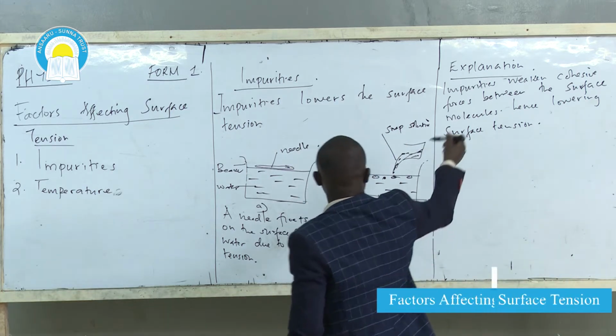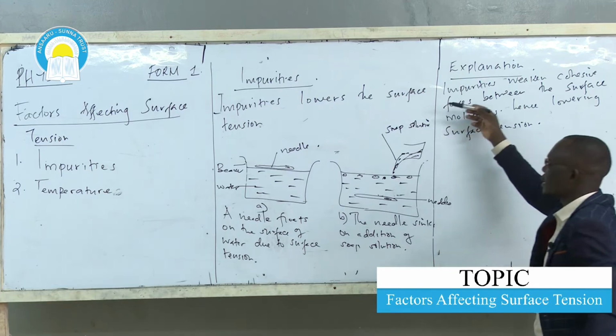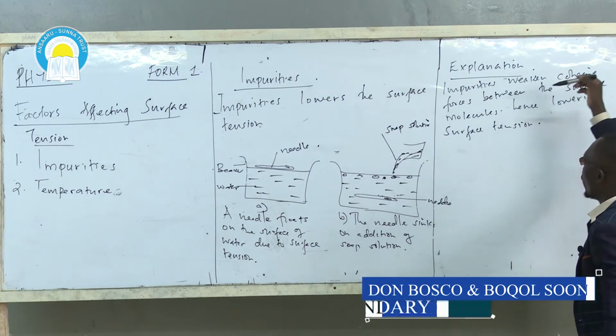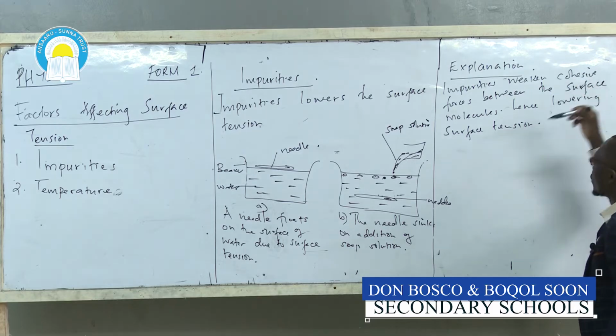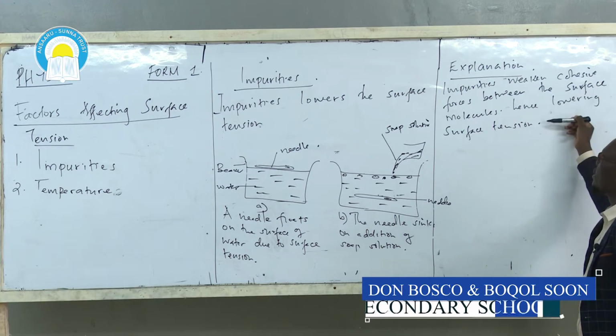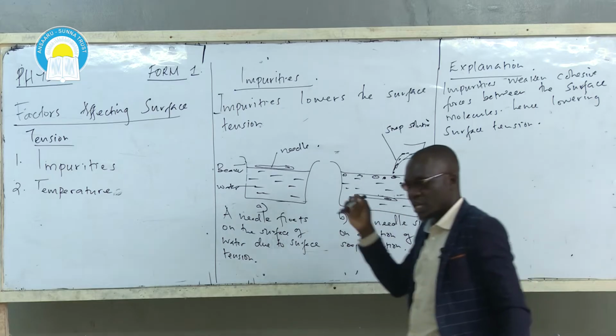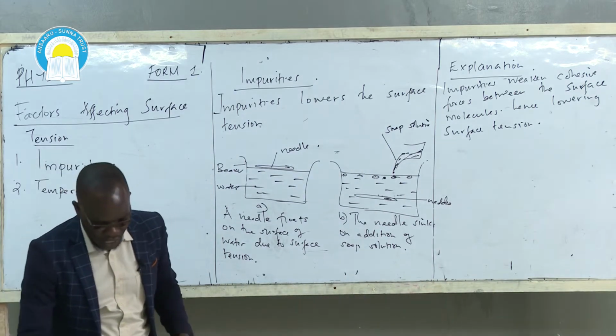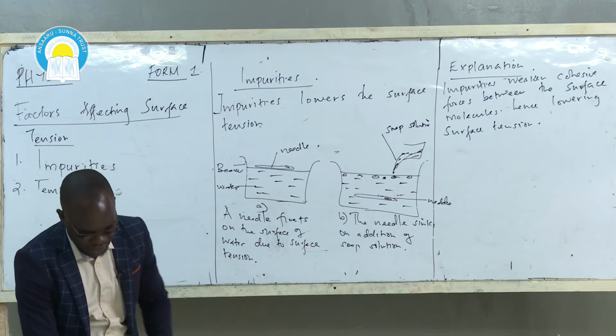So this is an explanation of how impurities affect surface tension. They lower the surface tension. By doing what? The foreign particles weaken the cohesive forces between the surface molecules, hence the surface tension is weakened. That is how we explain how impurities affect surface tension.